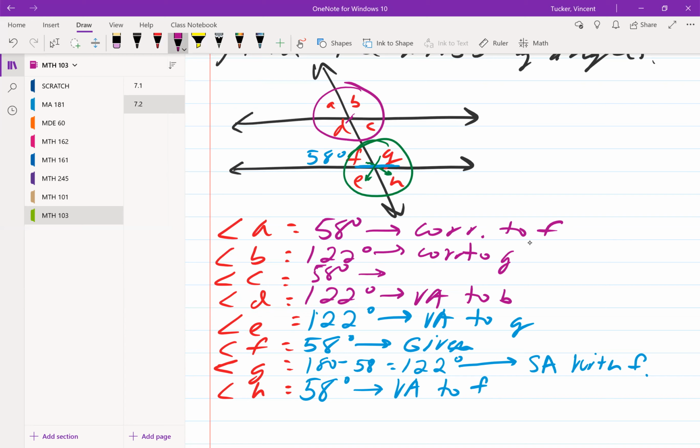You can switch it up and say alternate interior angle to F. Or you could have used the fact that it created a straight angle with B, or use the fact that it was a vertical angle to A. Either way, you should have 58 degrees there.